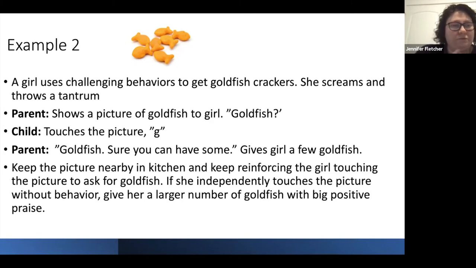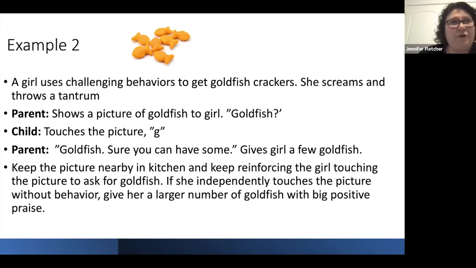So you want to keep the picture nearby in the kitchen and keep reinforcing her for touching the picture and asking for the goldfish. And then once your child understands, oh, if I do this, I get it, and you don't have to show them how to do it anymore, you want to give them a little bit bigger reward for doing that independently on their own. So it's really big positive praise for them, which gives them a little bit more encouragement to continue engaging in that behavior.